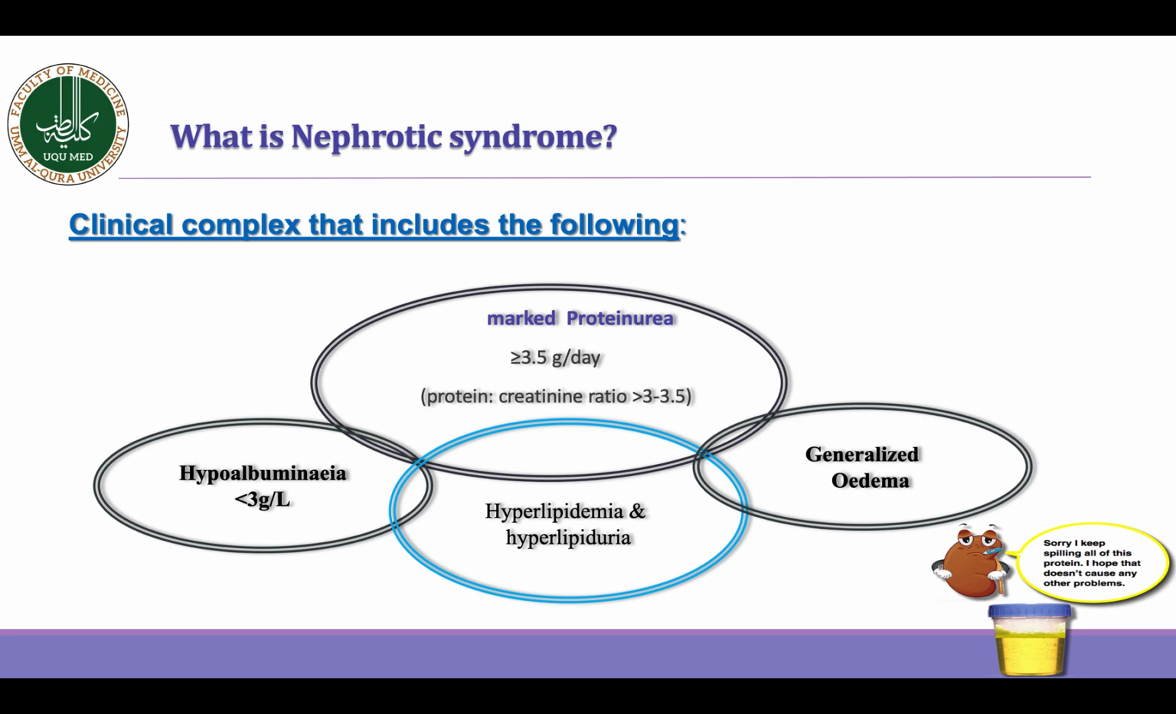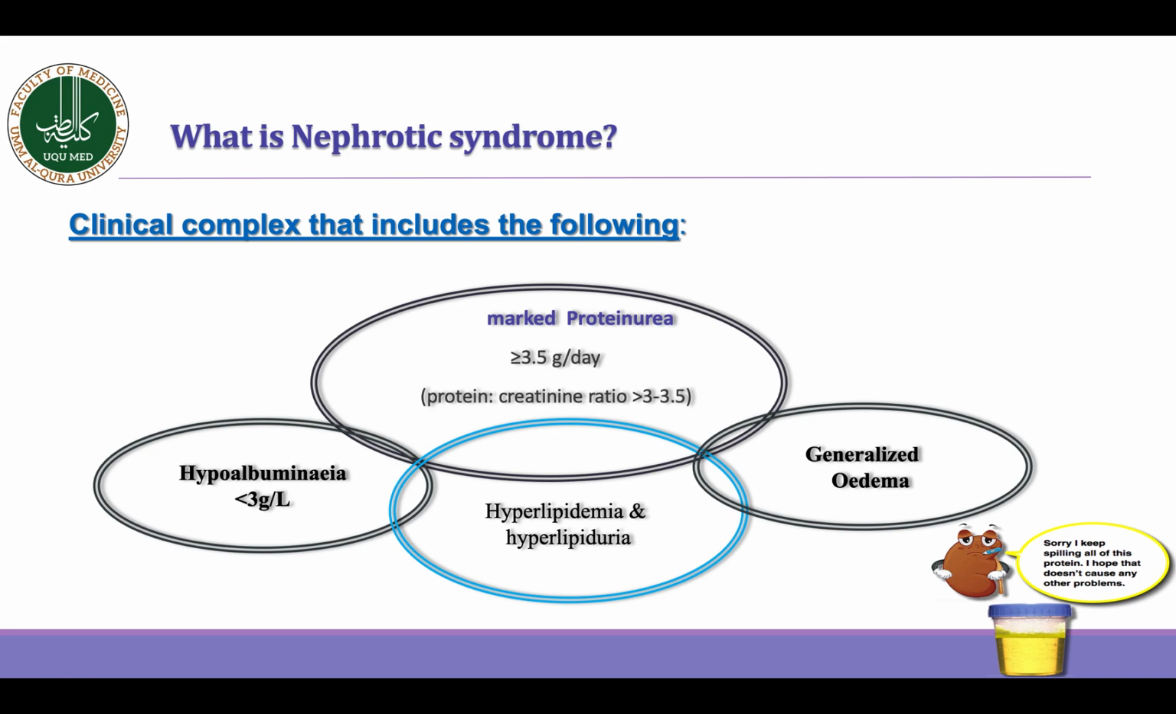There is loss of albumin in the urine, resulting in proteinuria. The proteinuria is mainly albumin in this scenario. So the albumin in the blood will be low. There will be reduction in the albumin of the blood, resulting in hypoalbuminemia and generalized edema. So this follows the proteinuria. The albumin level is low, hypoalbuminemia, and the edema results from loss of the osmotic pressure in the plasma, resulting in generalized edema of the patient.